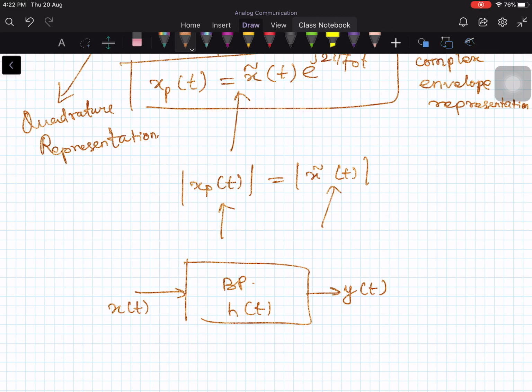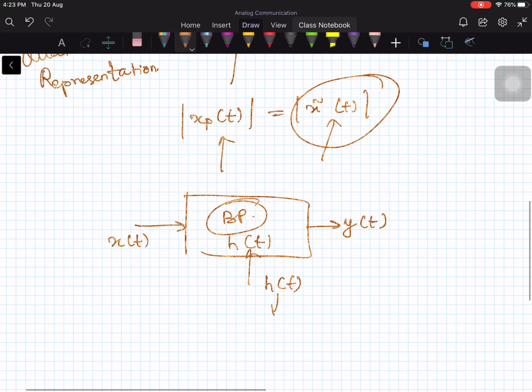So h of t itself has a complex envelope representation, because h of t is also bandpass in nature, because it's a bandpass filter, right? We are talking about a bandpass system and its impulse response is h of t, that itself is bandpass in nature. Therefore, for h of t I can construct an analytical expression. Let me call it hp of t. hp of t is h of t plus j times Hilbert transform of h of t.